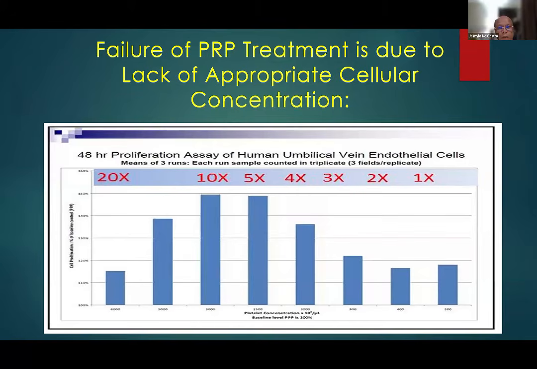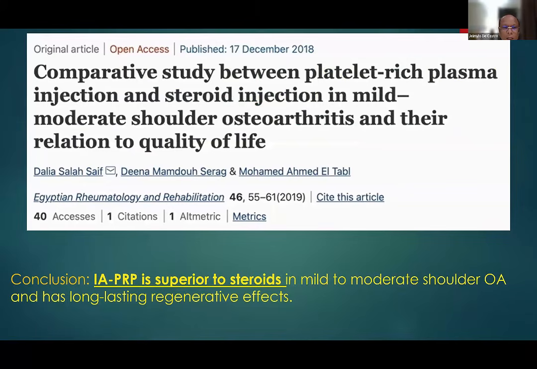So, a comparative study between platelet-rich plasma injection and steroid. Again, PRP is superior to steroids in mild to moderate shoulder osteoarthritis. Now we have, of course, your A2M.